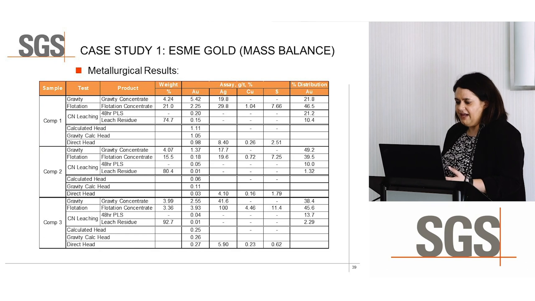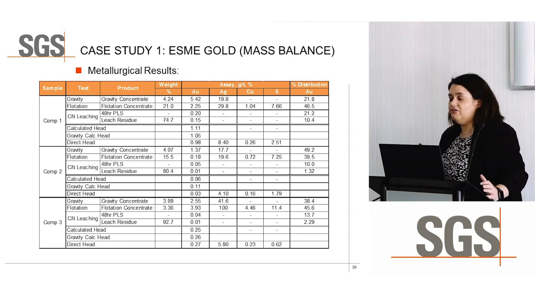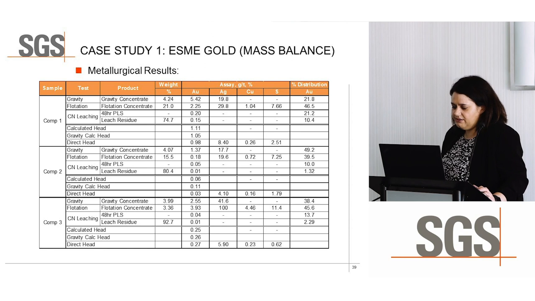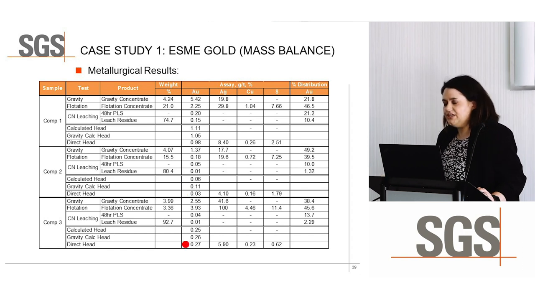So here is the mass balance of the three composites. If we just quickly look at the gold distribution, over 90% of the gold was recoverable via gravity, flotation, and leaching. So obviously that indicated some good recoveries, but if you notice, some of the grades were, so you got 0.98 grams per ton for this one. This one's a very low grade, 0.03. And then this one was the middle one, which was 0.27. So we had three different sort of high, medium, and low grades. But again, they all acted very similar in terms of recovery.